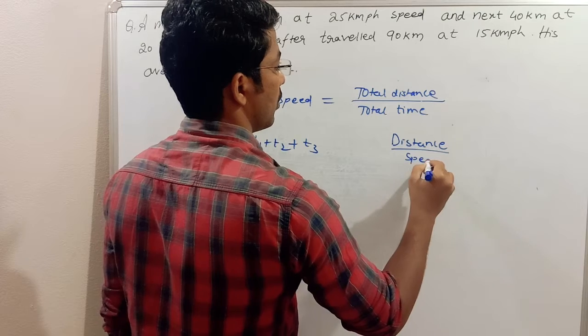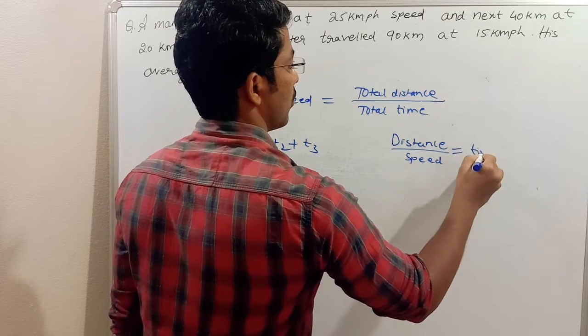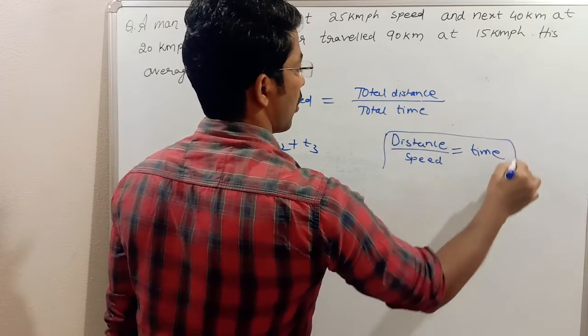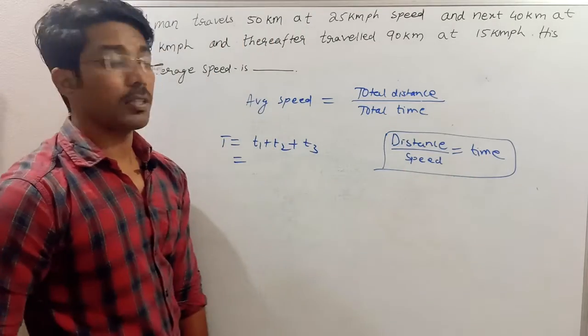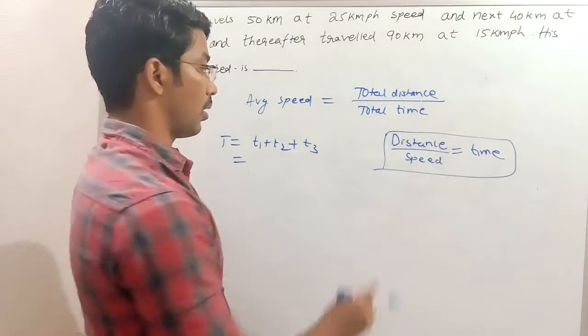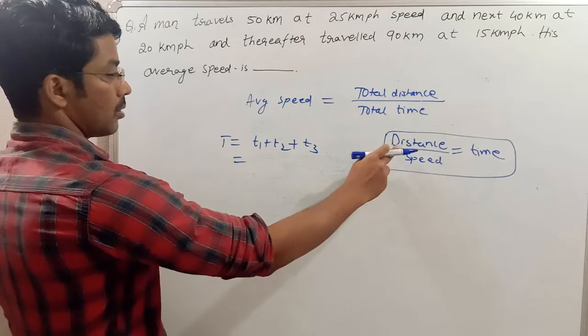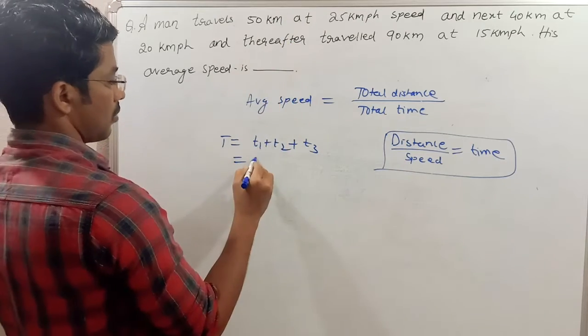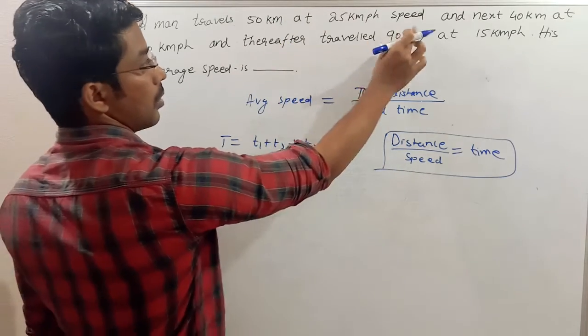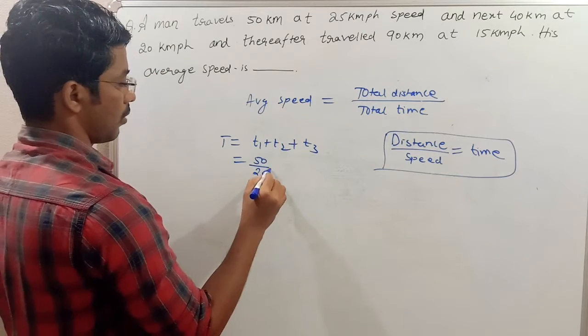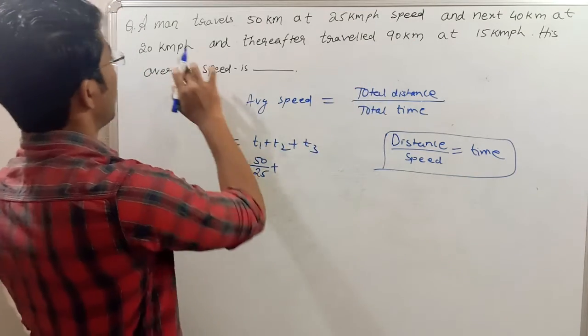We know the formula: speed is equal to distance by time. Using that I am calculating the time. So time is distance by speed. In the first case, distance is 50 and speed is 25. In the second case, 40 and 20.